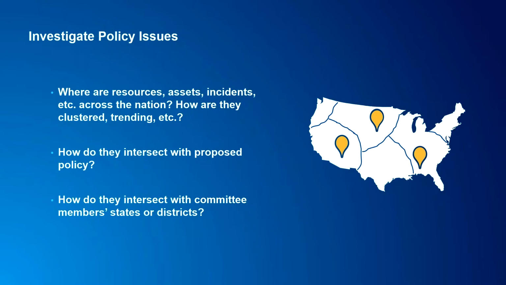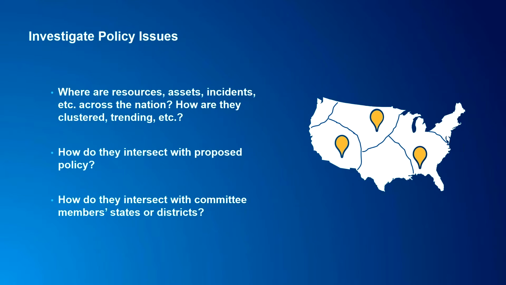And then you can ask, how do these things intersect with proposed policy? An example here might be if there are proposed wind farms to be developed, how do those wind farms intersect with bird habitat, for example? Being able to overlay those layers within the GIS helps give you insights into these policy issues.